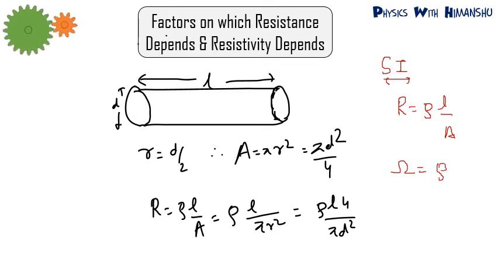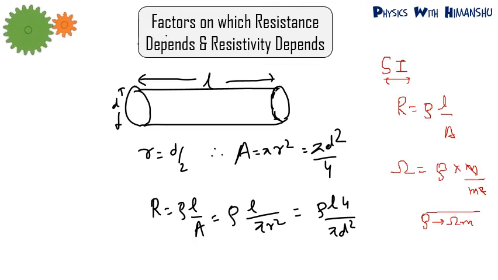We have to find out the SI unit of resistivity. Length is meter and area is meter square, so m and m will get cancelled out. So resistivity will be ohm meter. So you have to learn this thing, the SI unit of resistivity.